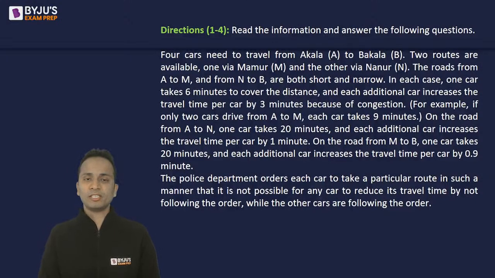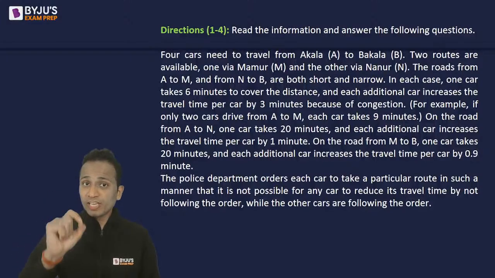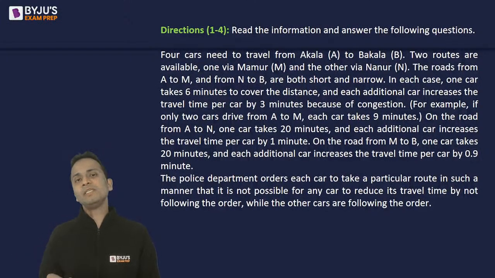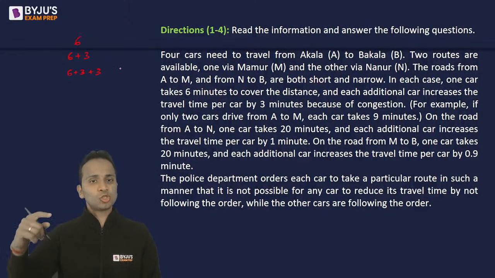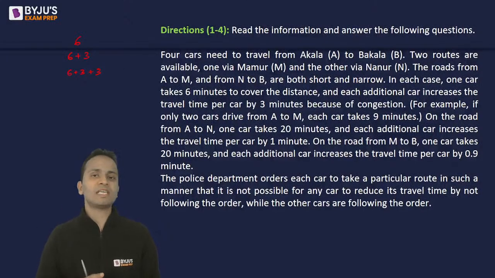So this is a very important thing. If only one car is traveling, it will take 6 minutes. Every additional car will increase the travel time of each car by 3 minutes. So if two cars are traveling, they both will take 6 plus 3 minutes. If three cars are traveling, they will take 6 plus 3 plus 3, that is 12 minutes. So every additional car will increase the travel time per car by 3 minutes on these two roads. All right, they have explained the same thing with an example.